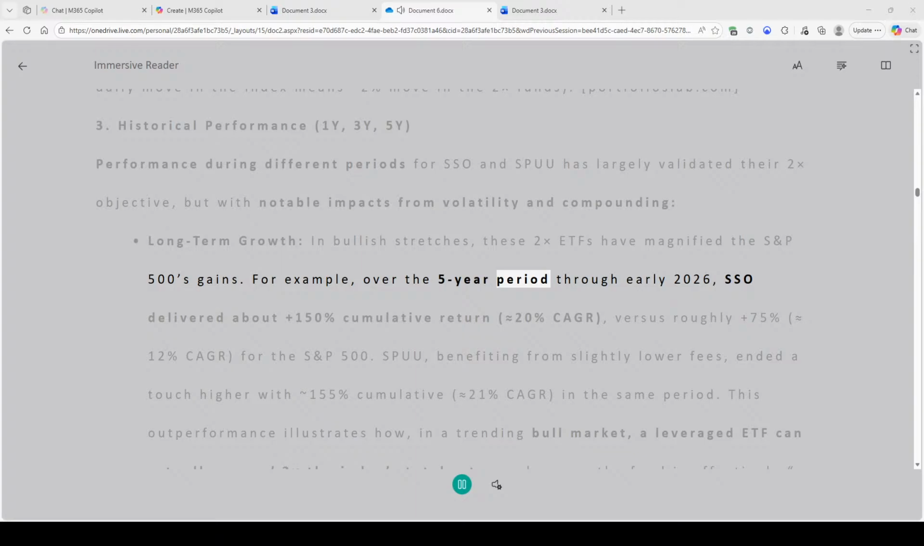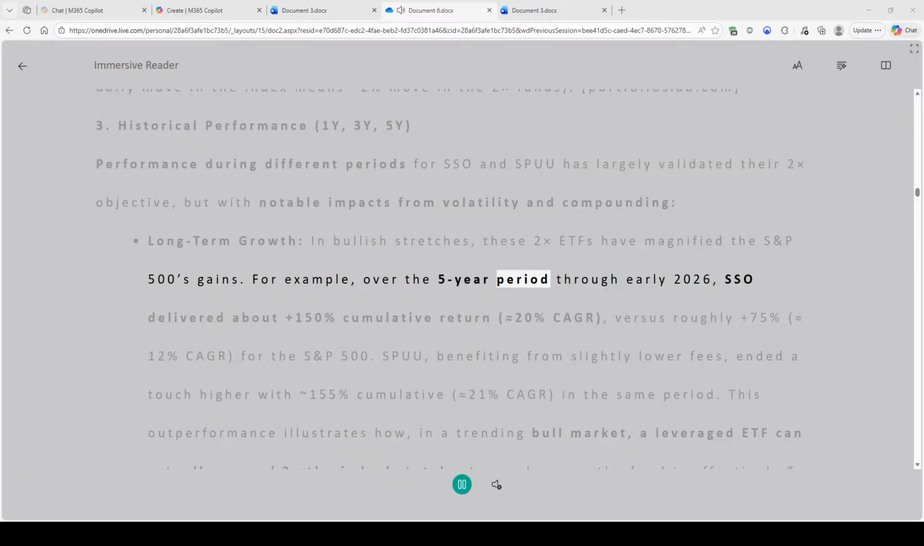Note that the more frequent and high amplitude the volatility, and the longer one holds the fund, the more pronounced the erosion of returns. For example, in the volatile year of 2011, the S&P 500 ended flat, 0% change, but a hypothetical 2 times S&P 500 fund would have lost value, due to several sharp reversals.